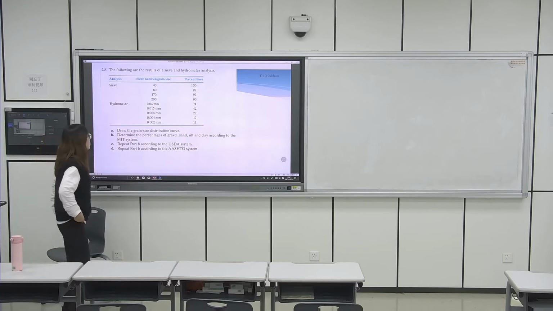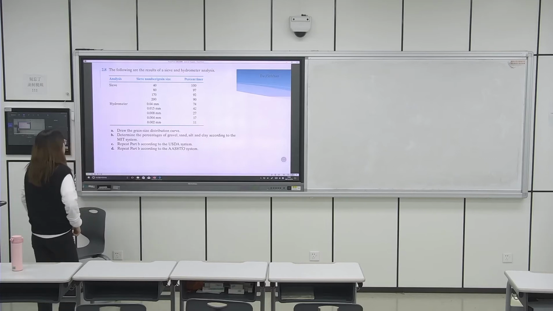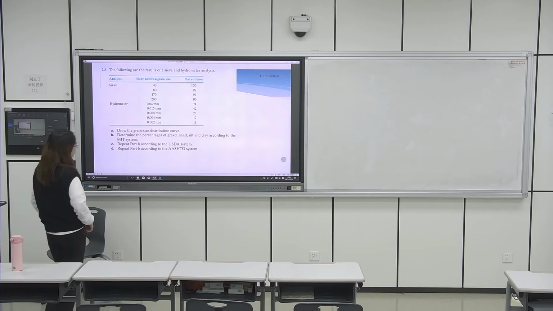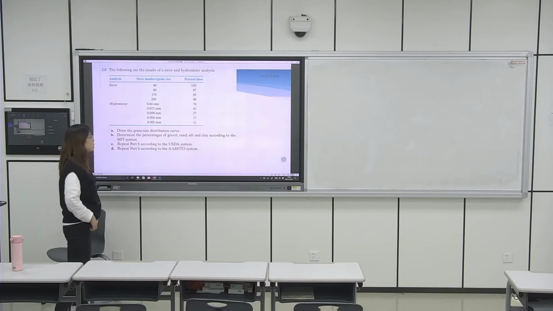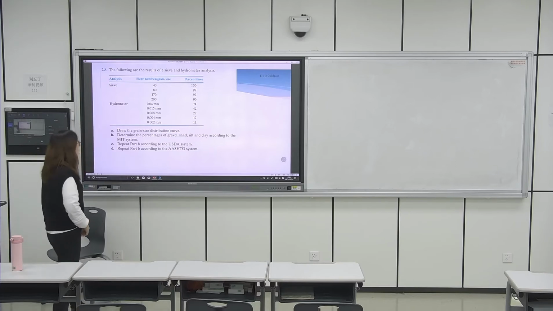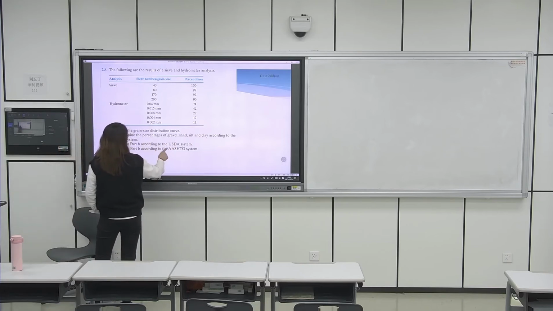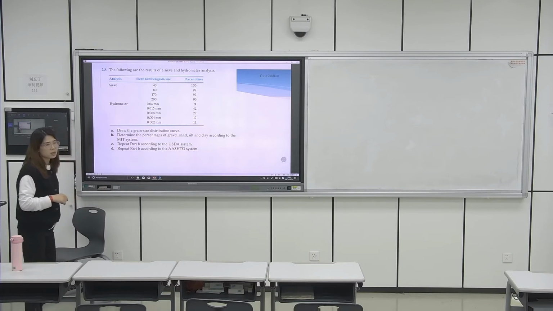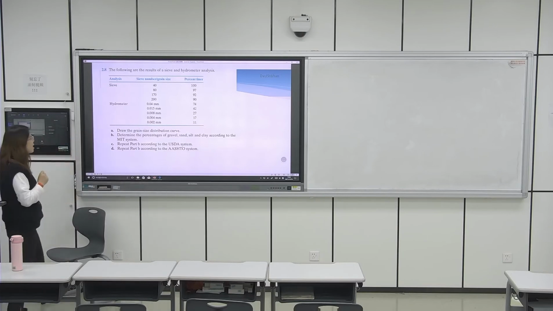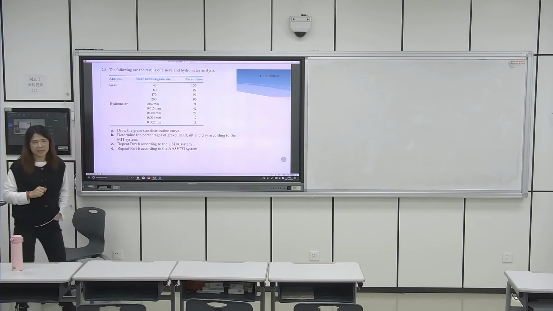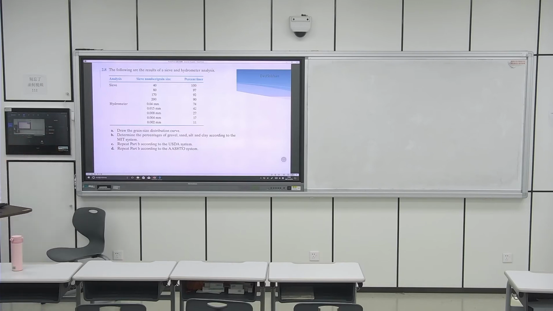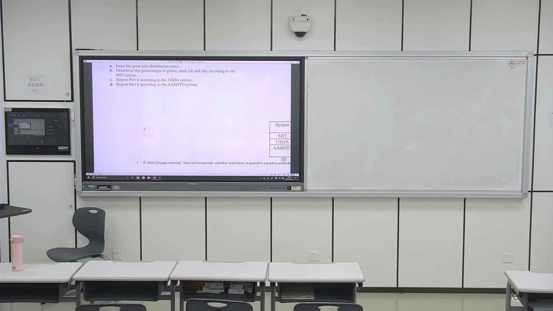First, it asks you to draw the grain size distribution curve, and then, based on the curve, to determine the percentage of gravel, sand, silt, and clay according to the MIT system, USDA system, and AASHTO system. So as long as you have the particle size distribution curve, it is actually very easy to answer B, C, and D. Then let's see.